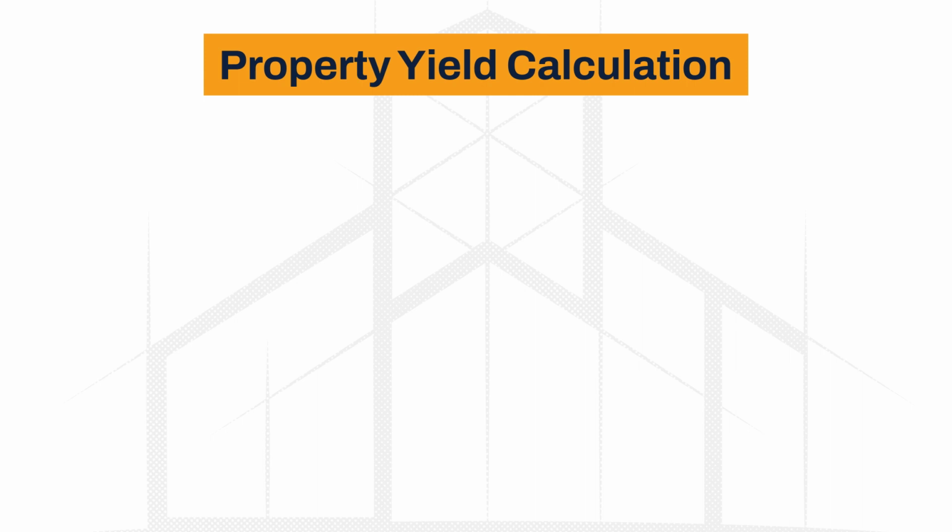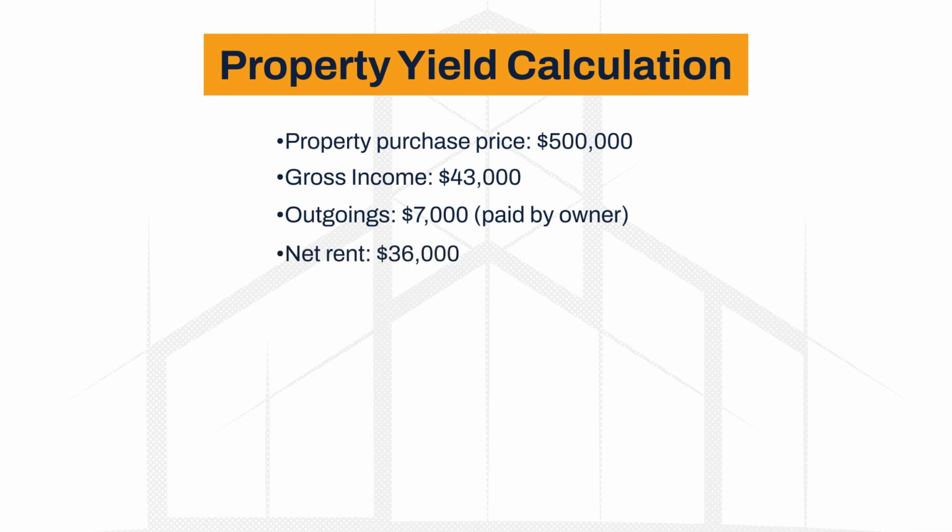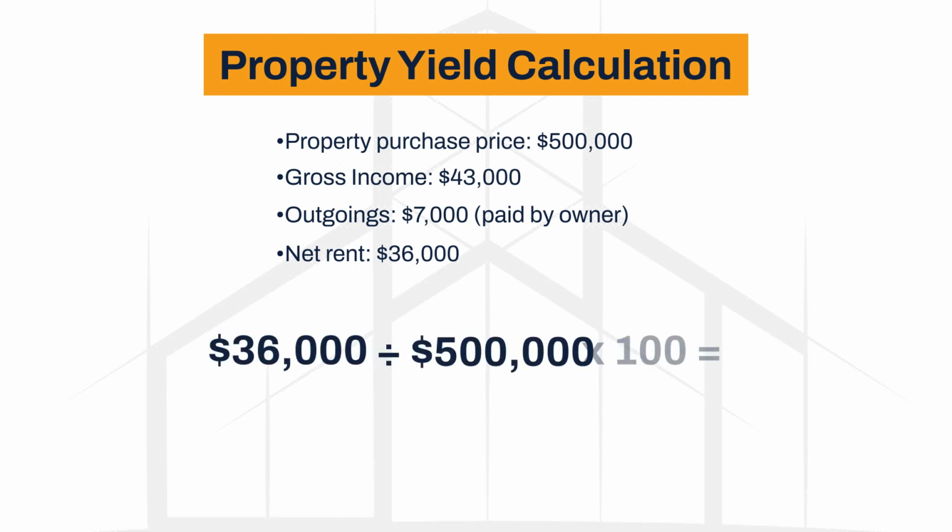Firstly, a yield calculation. Our property purchase price is $500,000. The gross income is $43,000. There is $7,000 paid by the owner for outgoings. This means the net rent is $36,000. So to calculate the property yield, we do $36,000 divided by $500,000 times 100, which equals 7.2%.